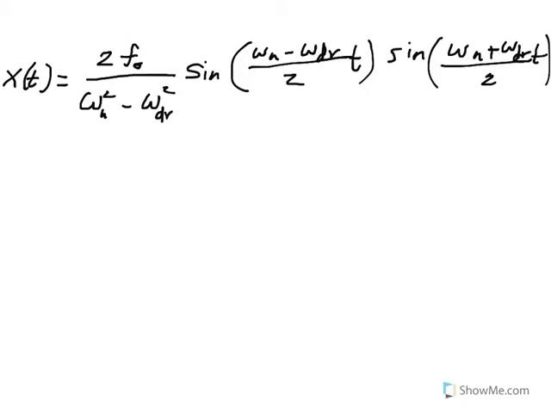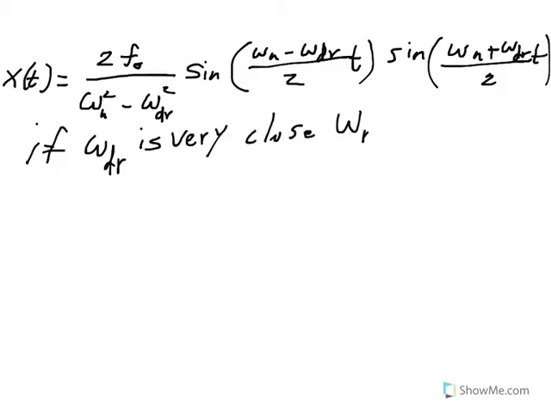The beat phenomenon happens if omega dr, the driving frequency or input frequency, is very close to the natural frequency of the system, which is omega n. For example, I have done a simulation where the mass of the system is, say, 1 kilogram and the stiffness, let's say, is 16 newtons per meter.